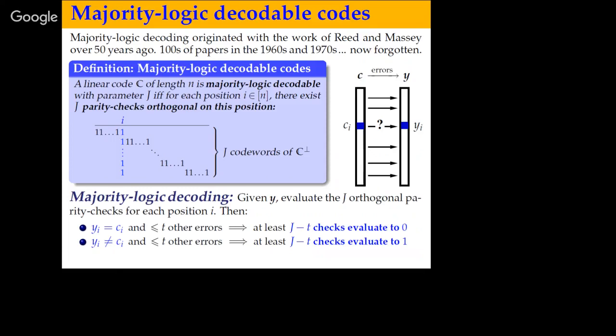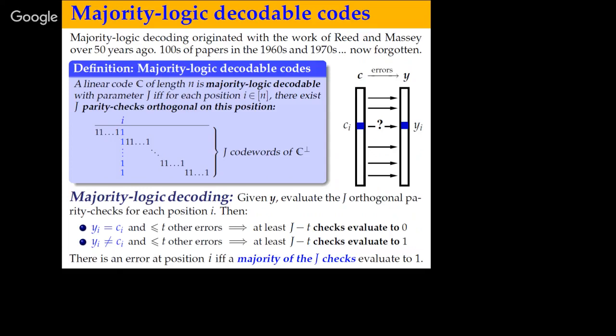Right, so all I can do is, for any position I, evaluate these checks. If T is less than J over 2, where does it say so? Material encoding. Okay, it doesn't say so. Yeah, so basically the assumption here is T is less than J over 2. Then the majority of the checks will evaluate to 1 if and only if there's an error. Is this clear?